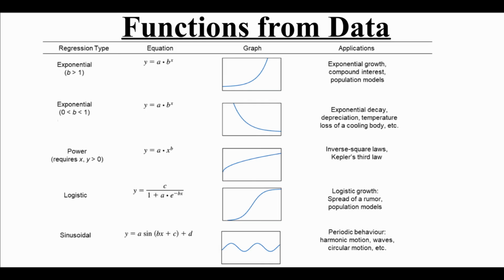We've actually got two different kinds of exponential growth. One where our b value, so the number that the x power is on, is bigger than 1, can get used for things like exponential growth and compound interest and different population models. But if that b value is a fraction or a decimal, then we can see that our graph is going down instead of going up. This would work well for something like exponential decay or temperature loss, things of that sort.